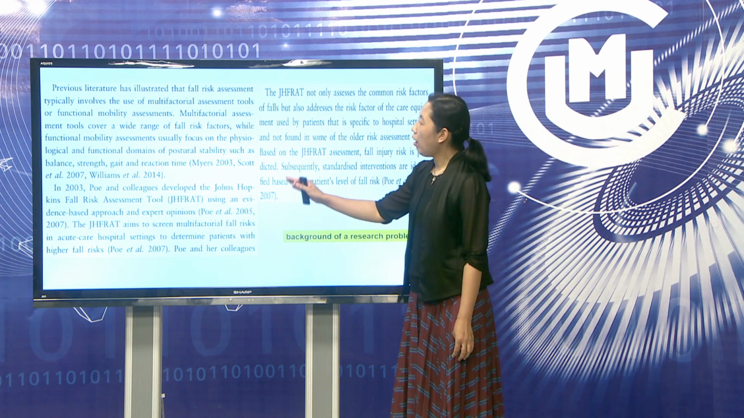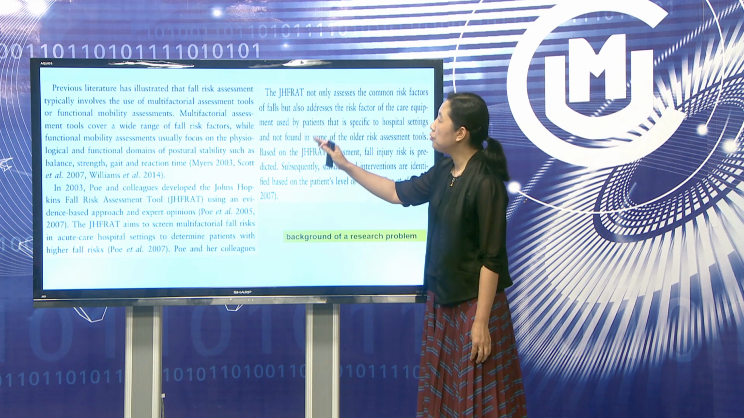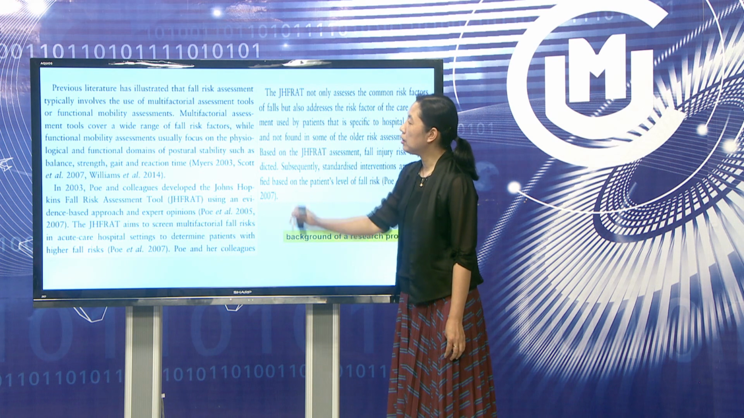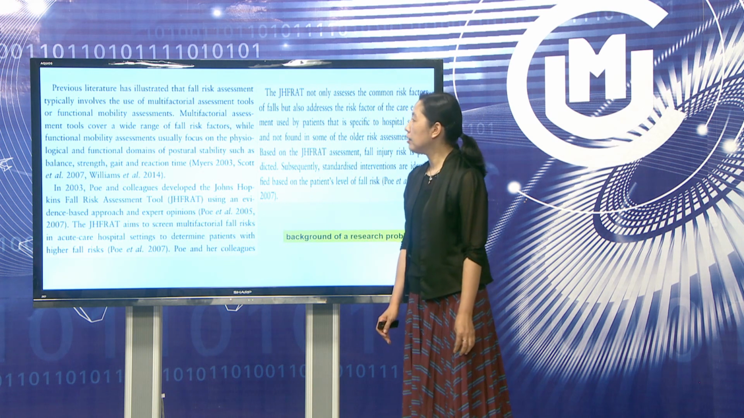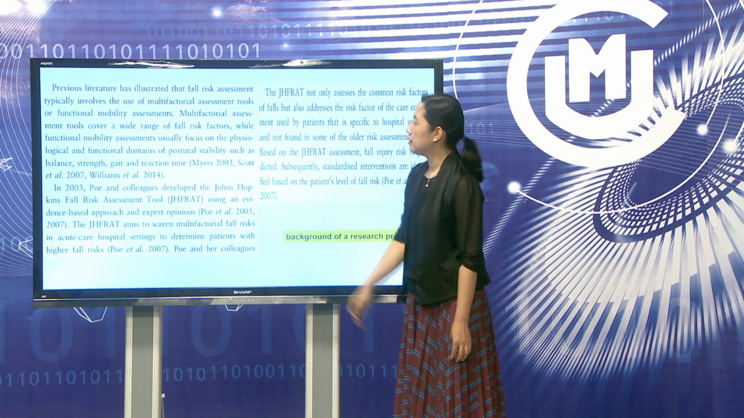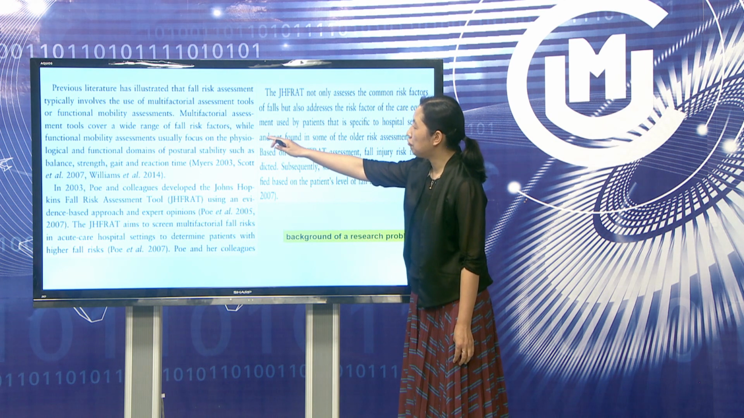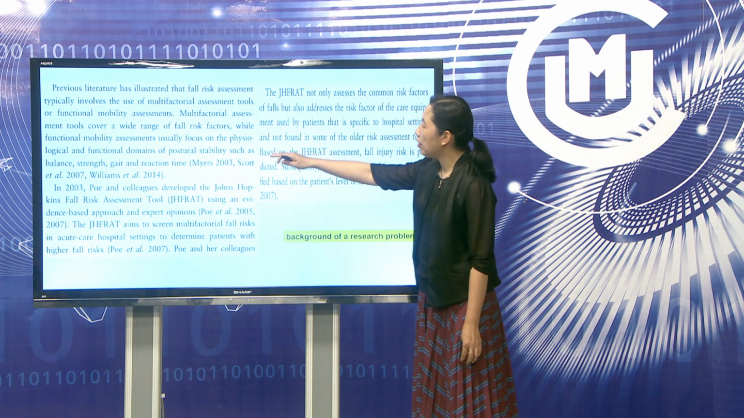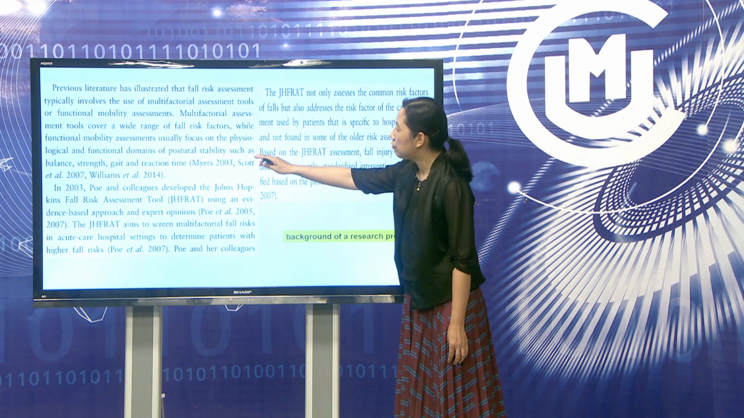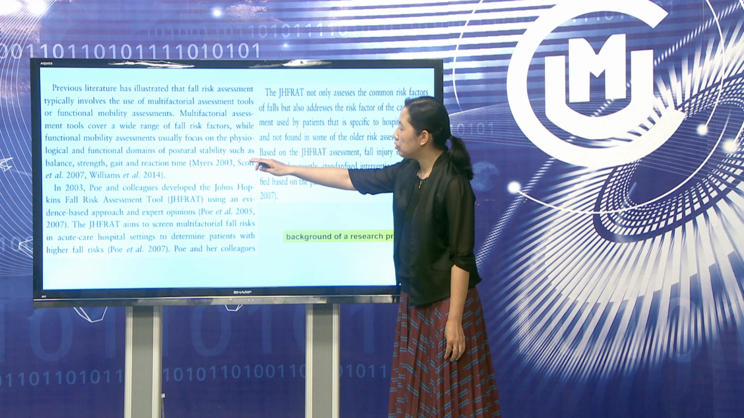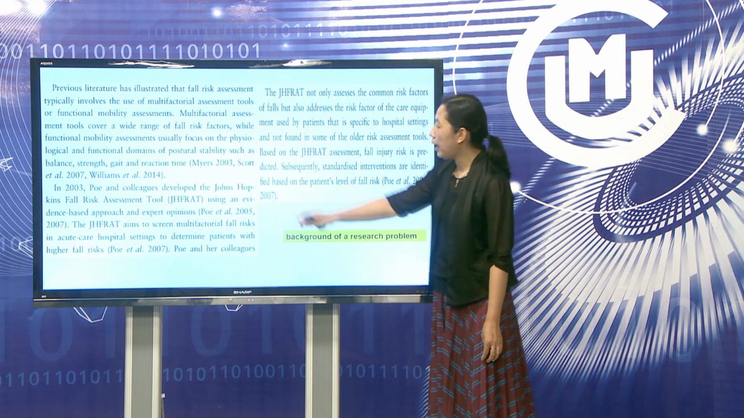So we talk about how previous literature had illustrated that fall risk assessment typically involves the use of multifactorial assessment tools or functional morbidity assessment. The multifactorial assessment tools cover a wide range of fall risk factors, while functional morbidity assessment usually focuses on the physiological and functional domain of postural stability, such as balance, strength, joint, and reaction time.